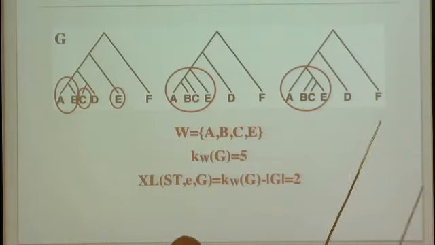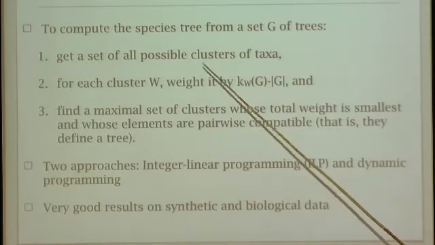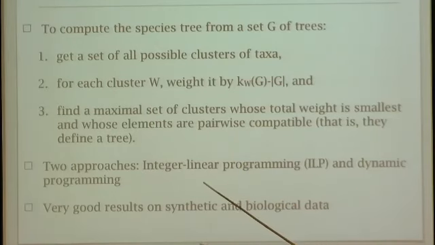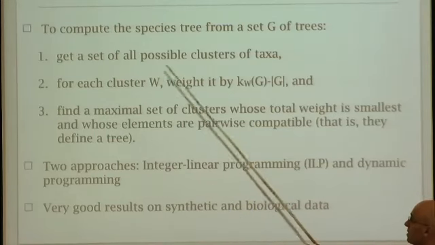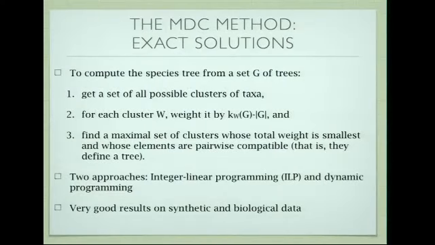Now this gives rise to a nice computational framework for this problem. If you want to compute the species tree from a set of gene trees, you can get the set of all possible clusters of taxa. So for data sets with 10 taxa, try all 1,000 possible clusters. For each cluster W, score it by K_W(G) minus the number of gene trees. Now it's a matter of finding a maximal set of clusters whose total weight is smallest and whose elements are pairwise compatible. We want it smallest because we are minimizing the cost. We want it pairwise compatible because we want these clusters to fit in a tree.